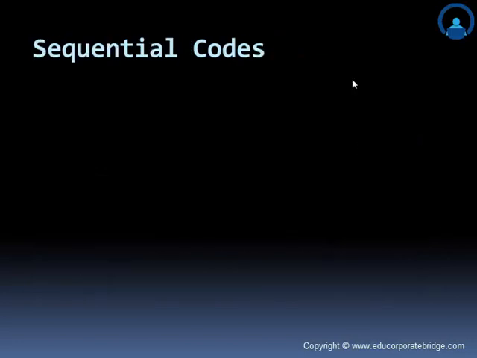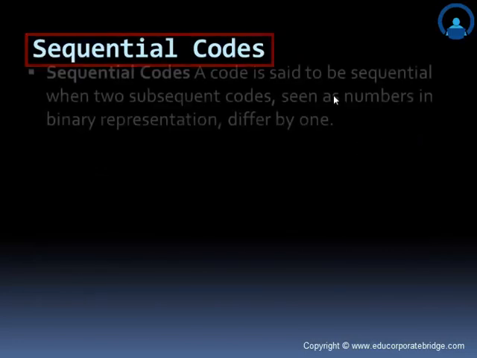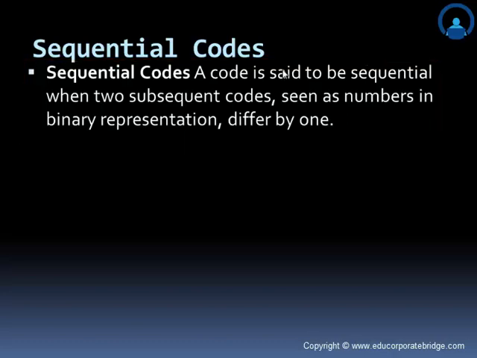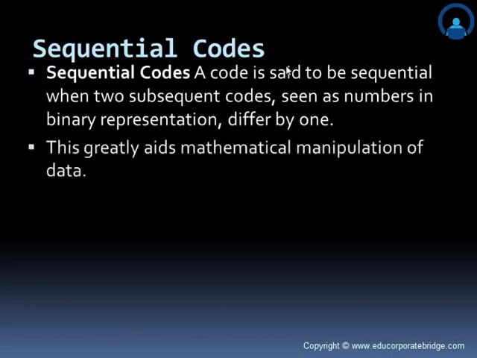Now the next type of codes are sequential codes. A code is said to be sequential when two subsequent codes, seen as numbers in binary representation, differ by 1. That is, if one code has a number, for example 3, then the adjacent codes should differ in binary representation by 1. If 3 is the number, then the next number should be 4 or the previous number should be 2. This is what the logic says a sequential code should be.